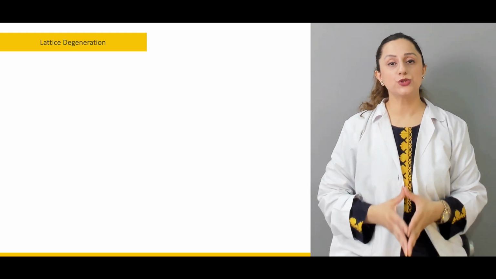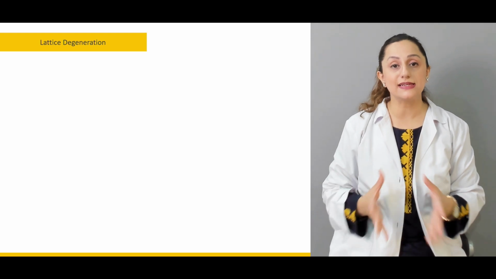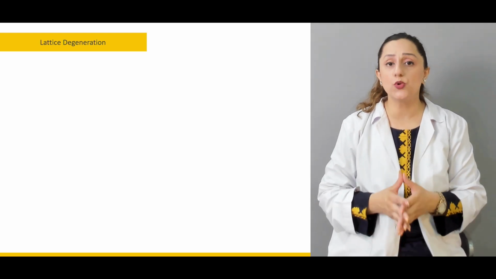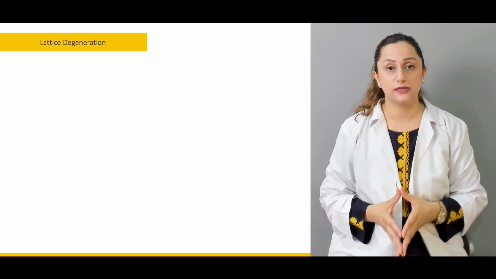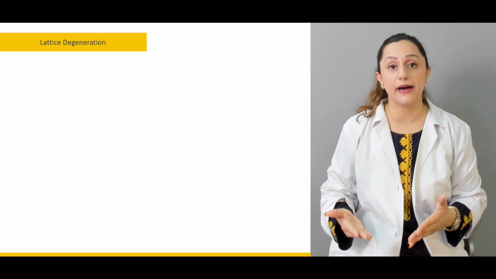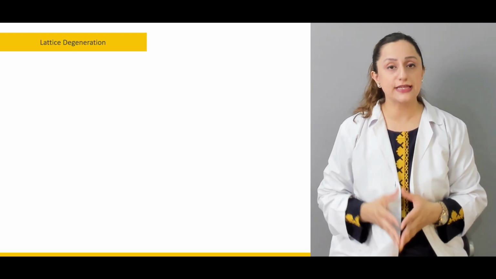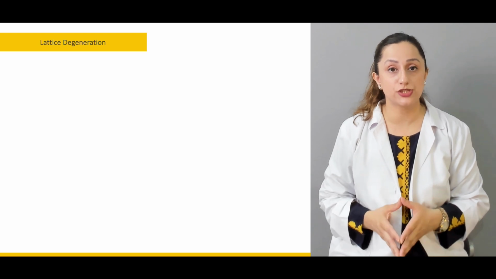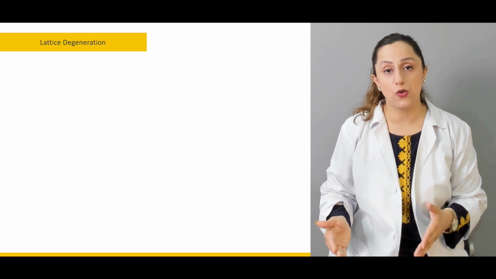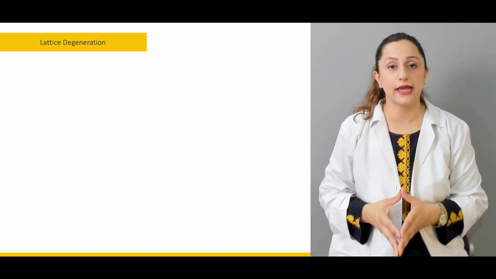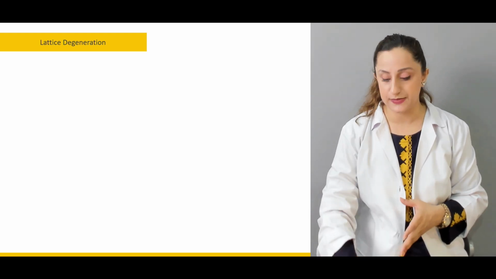Now, one of the most important degenerative changes occurring at the retina is the lattice degeneration. It is the most commonly occurring retinal degeneration in terms of incidence. It is almost 6 to 10% in the general population and almost 15 to 20% in short-sighted, or myopic, individuals. This kind of retinal degeneration is quite common in these individuals.